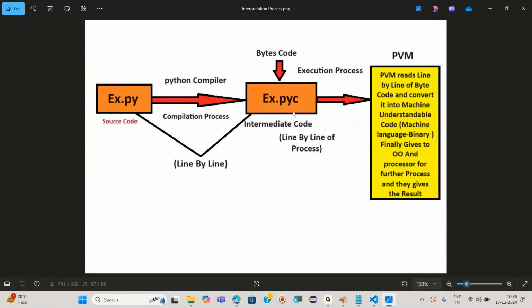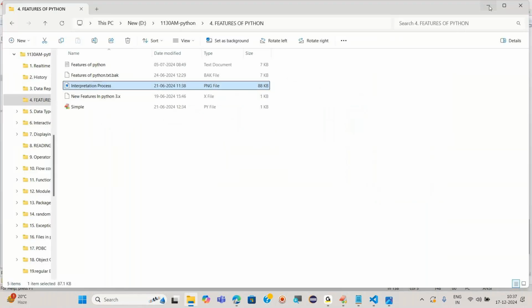After this PYC, that means conversion of source code into bytecode, this bytecode will come to PVM. PVM reads the bytecode line by line and converts it into machine understandable code. Machine language, binary, like binary language, okay, and finally gives it to the OS. It is not exactly the OS, but consider it as OS and processor for the further process, and they give the result. Okay, that is one thing. There is a hierarchy, right? There is a process.